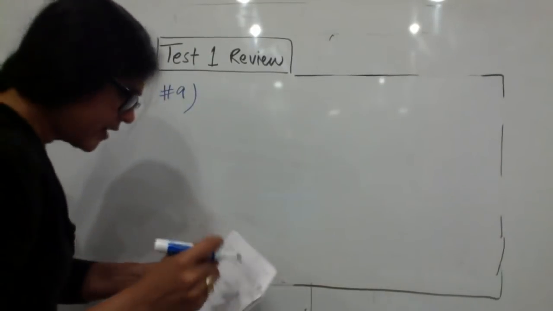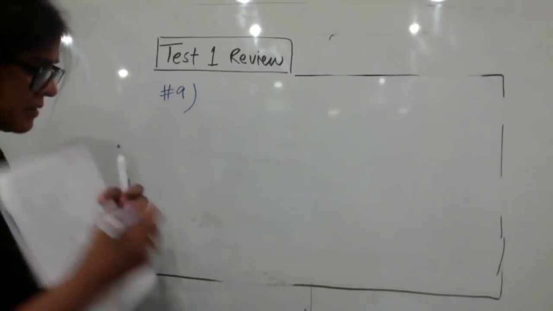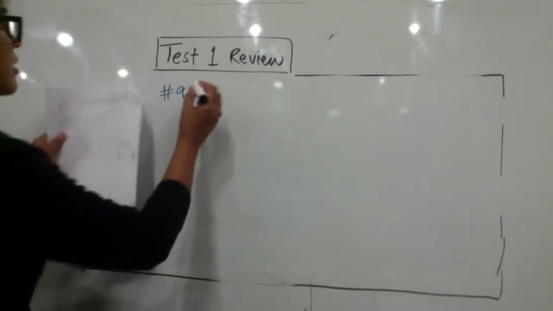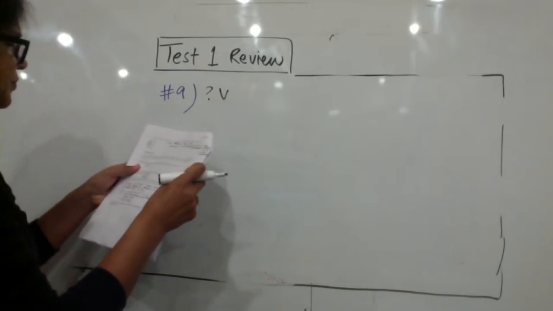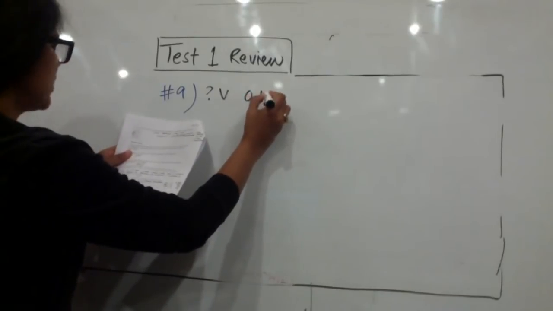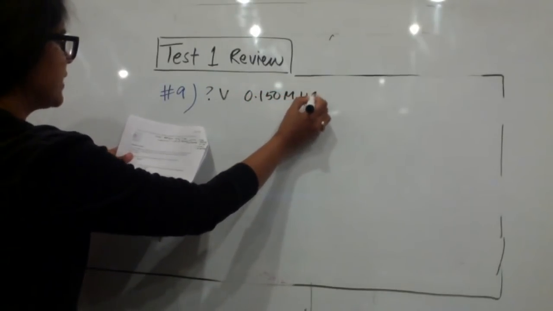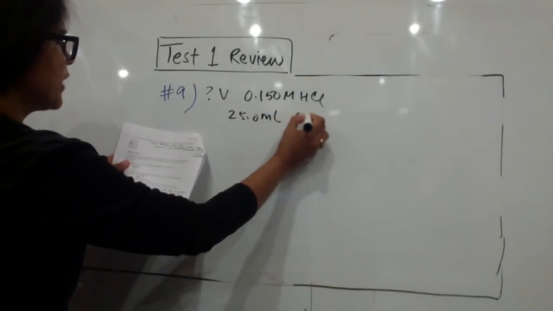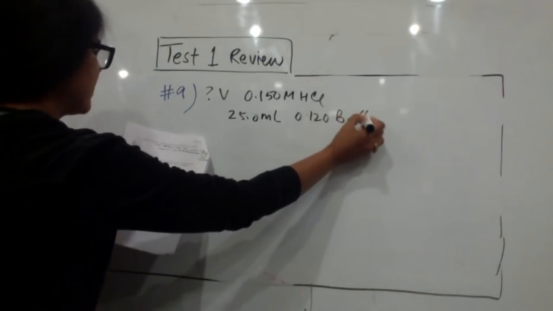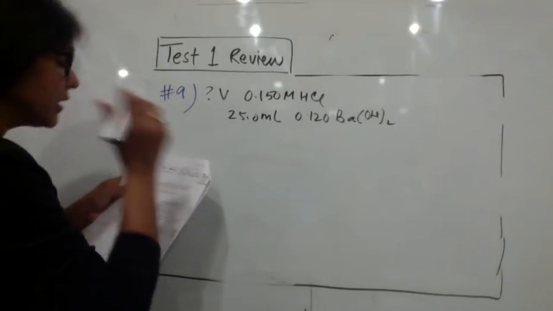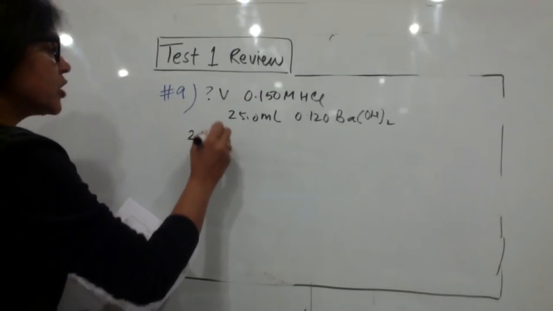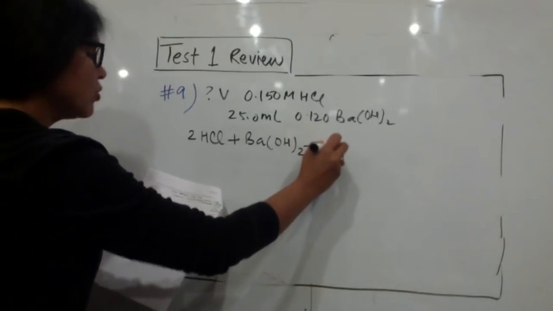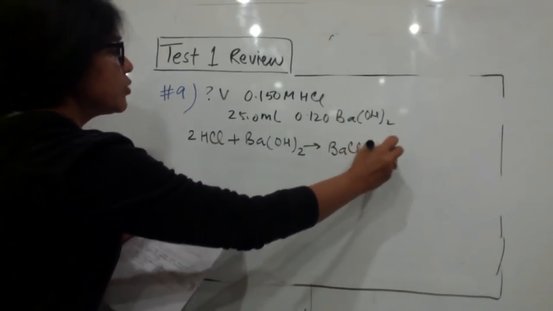This board's so rickety. Okay, number 9 says, what volume of 0.150 molar HCl is required to neutralize 25 mils of 0.120 barium hydroxide? Again, guys, in this, I will give you equation. So equation is 2HCl plus BaOH twice gives you BaCl2 plus 2H2O.